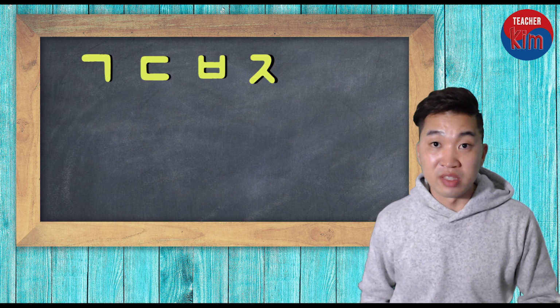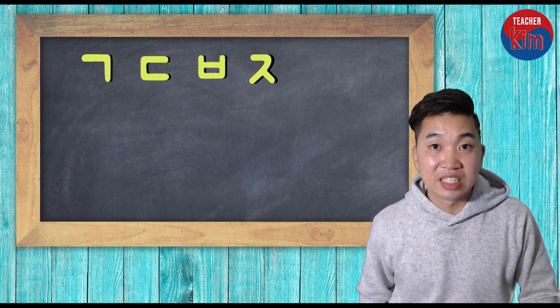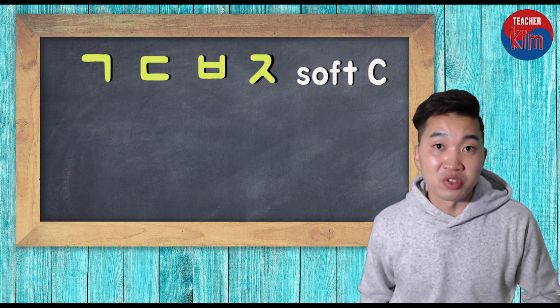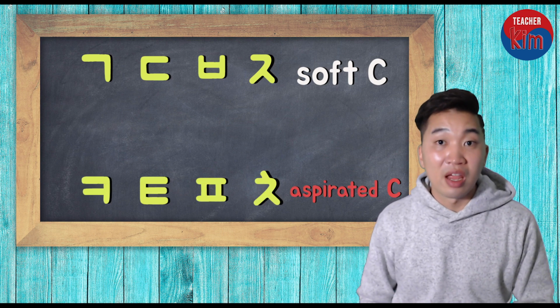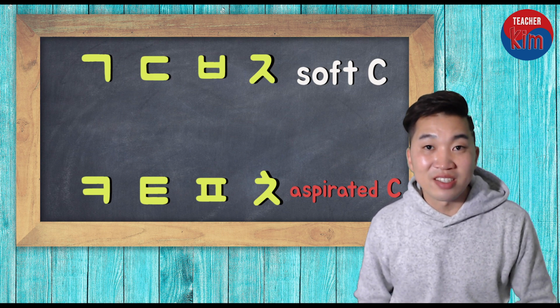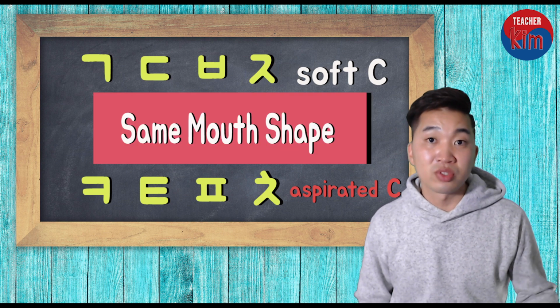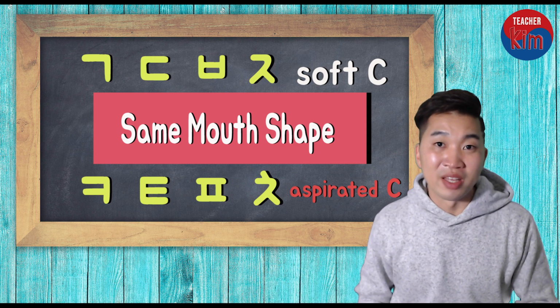We are gonna start from these consonants. Do you remember them? They are k, t, p, s, right? I pronounce them very quietly because their sounds are very soft. So I will call them soft consonant from now on. Aspirated consonant means it has stronger and more tough sound than soft consonant. And these aspirated consonants look very similar to soft consonants because the mouth shape of soft consonant and aspirated are exactly the same. I will explain one by one.